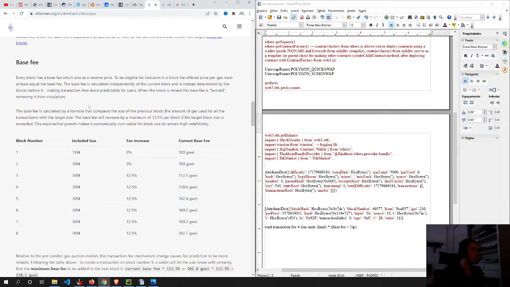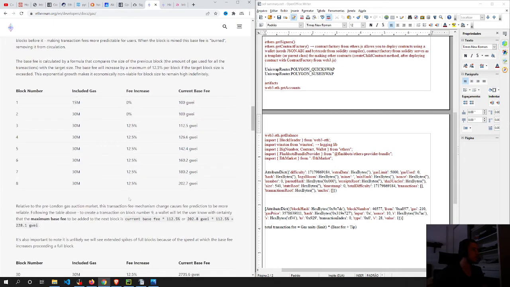Every block has a base fee which acts as a reserve price. To be eligible for inclusion in the block, the offered price per gas must at least equal the base fee. The base fee is calculated independently of the current block and is instead determined by the blocks before it, making transaction fees more predictable for users. When the block is mined, the base fee is burned.